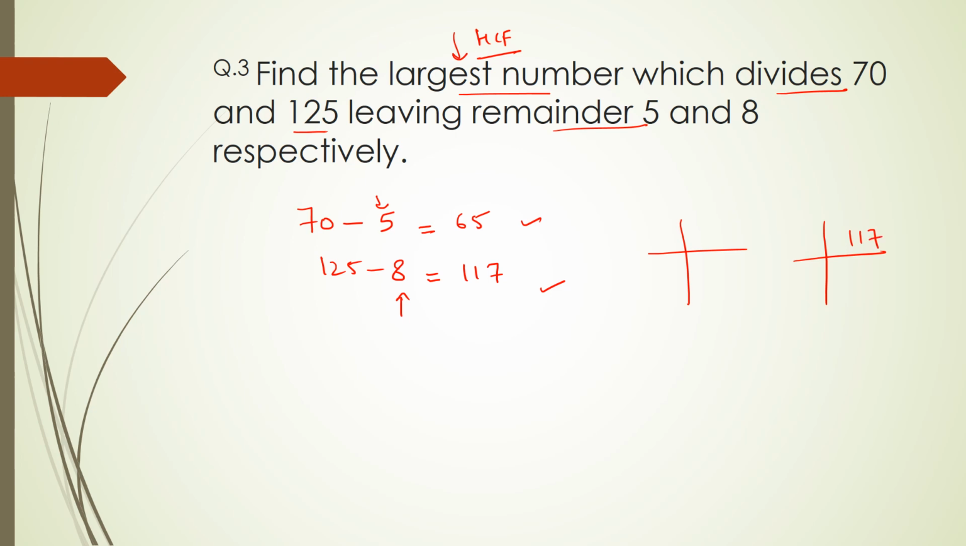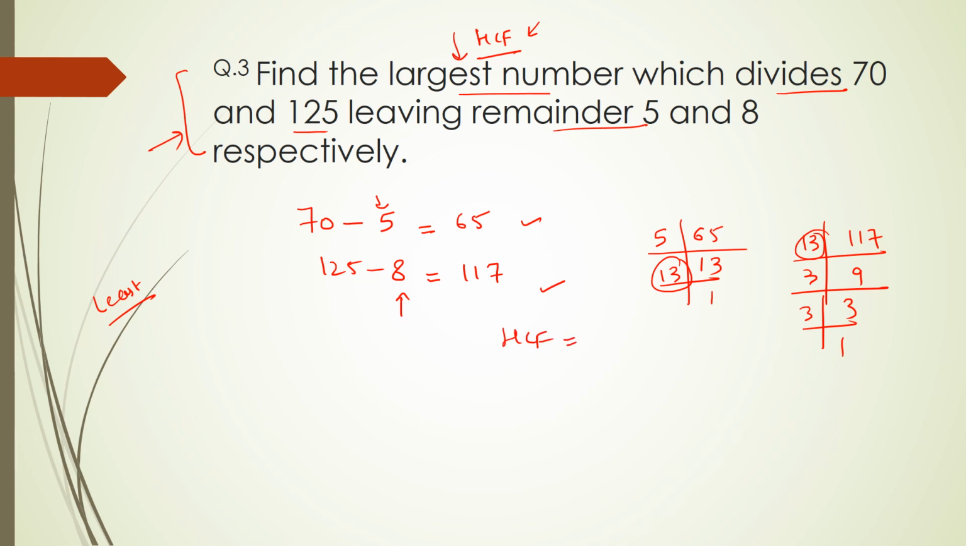It's just a matter of the language which is given in the question, to find out whether it is LCM or HCF. LCM is least common multiple, right? And this is highest. So for largest we are considering HCF. 5 ones are 5, 5 3s are 15, and 13 ones are 13. This is 13, 9s are 117, 3 3s are 9, 3 ones are 3. So we can see that the largest number which can divide both of them is 13.